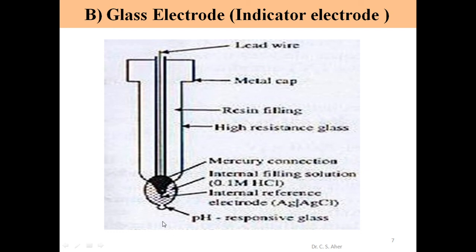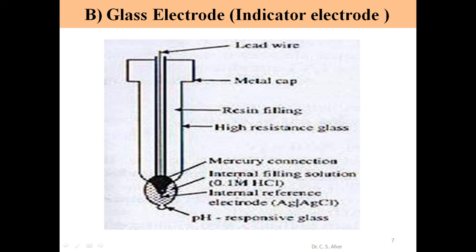From the bottom side, this is the pH sensitive glass. This small portion of glass is very sensitive, very thin, fragile, and it makes the connection with our solution, our acidic solution or basic solution. Inside this bulb we have the internal reference electrode, that is Ag and AgCl, silver in connection with silver chloride. This is the primary electrode, the internal reference electrode, and calomel is a secondary electrode.